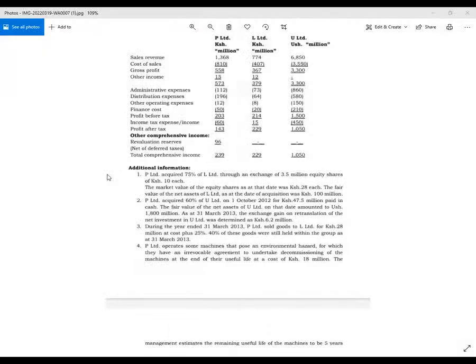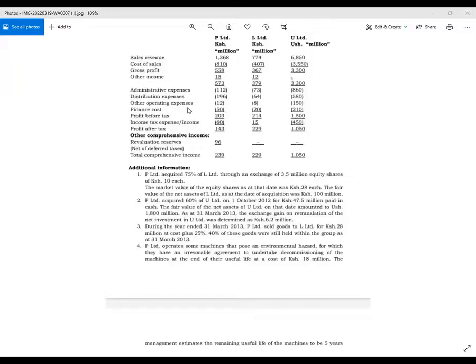Apart from this distribution cost, yes, we have other operating expenses. Now I should not talk at all. I should wait for an answer from you. Other operating expenses, I expect to get something from you. I'll take 12 plus 8. I can't say plus 150 because I know the 150 is in Uganda shillings. I translated that long time ago.